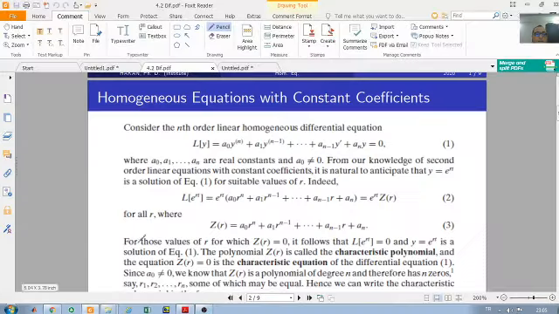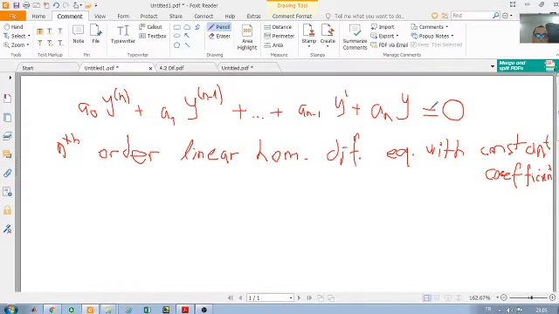Hello everyone, in this video we will cover section 4.2. In this section we will consider the nth order linear homogeneous differential equation with constant coefficients. So the general form of such an equation can be written in this form.